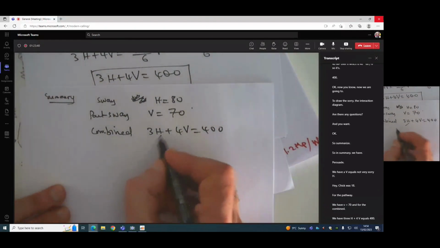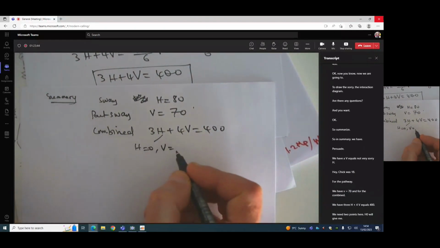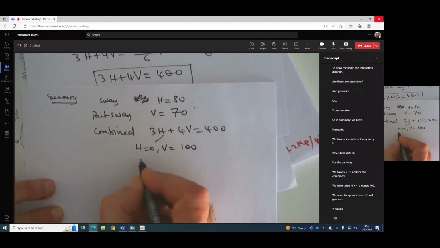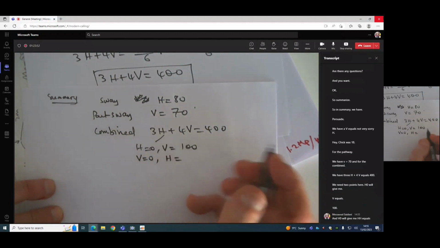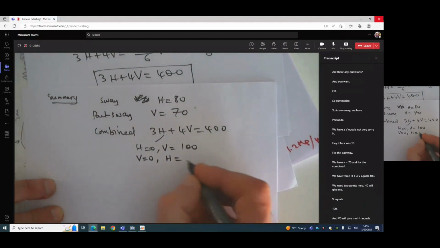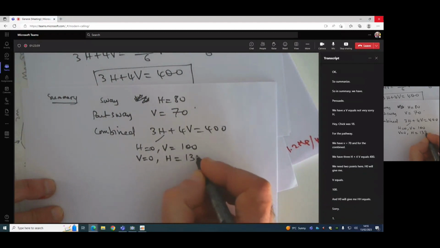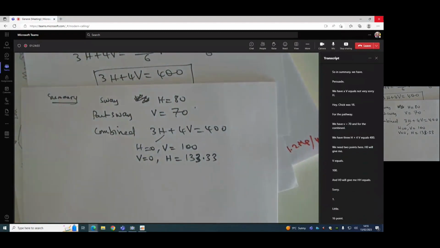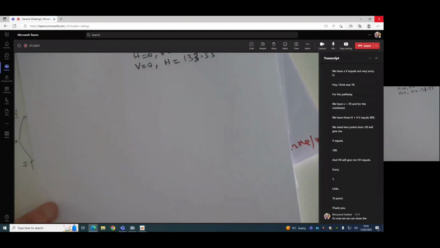We need two points here. H equals 0 will give me V equals 100. And V equals 0 will give me H equals 133. So now we can draw the interaction diagram.